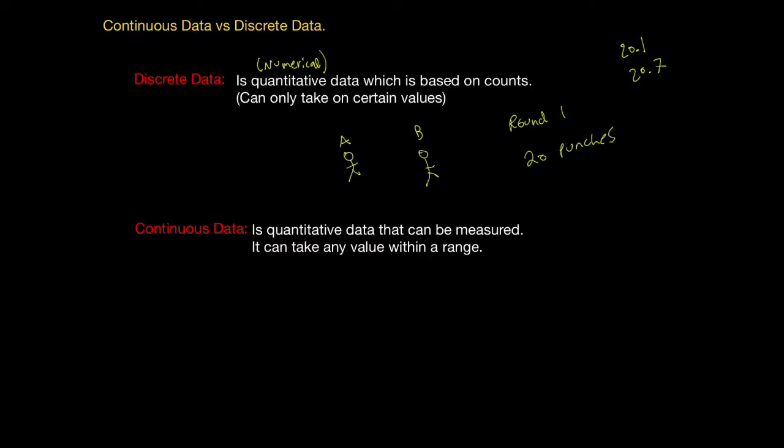Now to talk about continuous, again we have quantitative data, so numerical data that can be measured. And here it can take any value within a range. And here's what I mean. So for example, let's say I have 2, and then our range is from 2 to 4. For continuous, we can pick any number in between our range from 2 to 4. So here we could choose 3. But we could also choose 3.5.